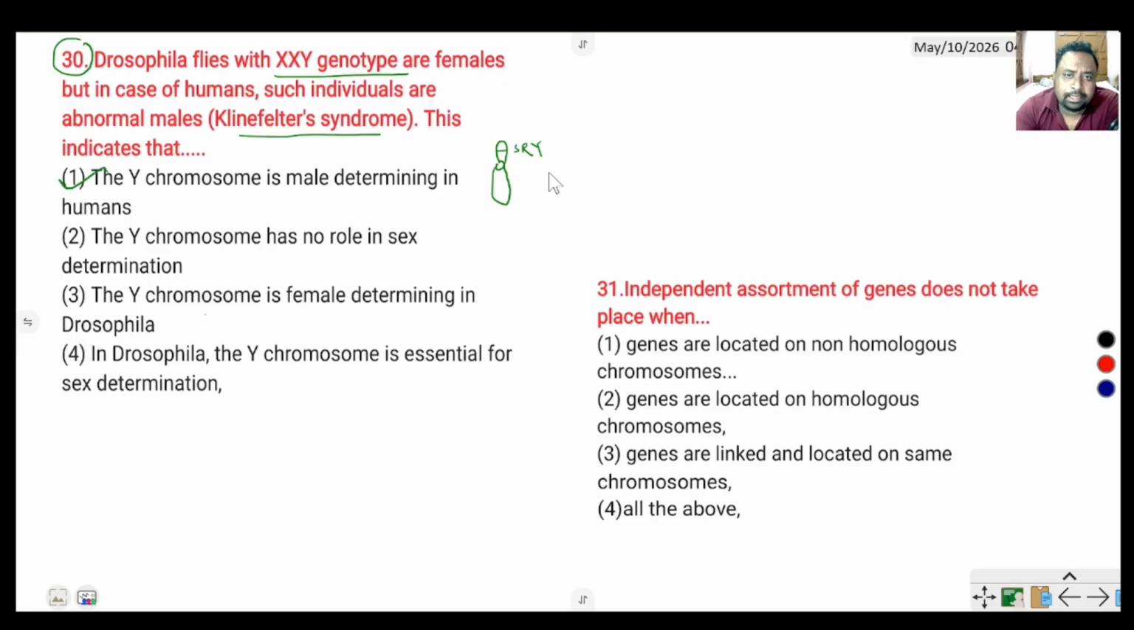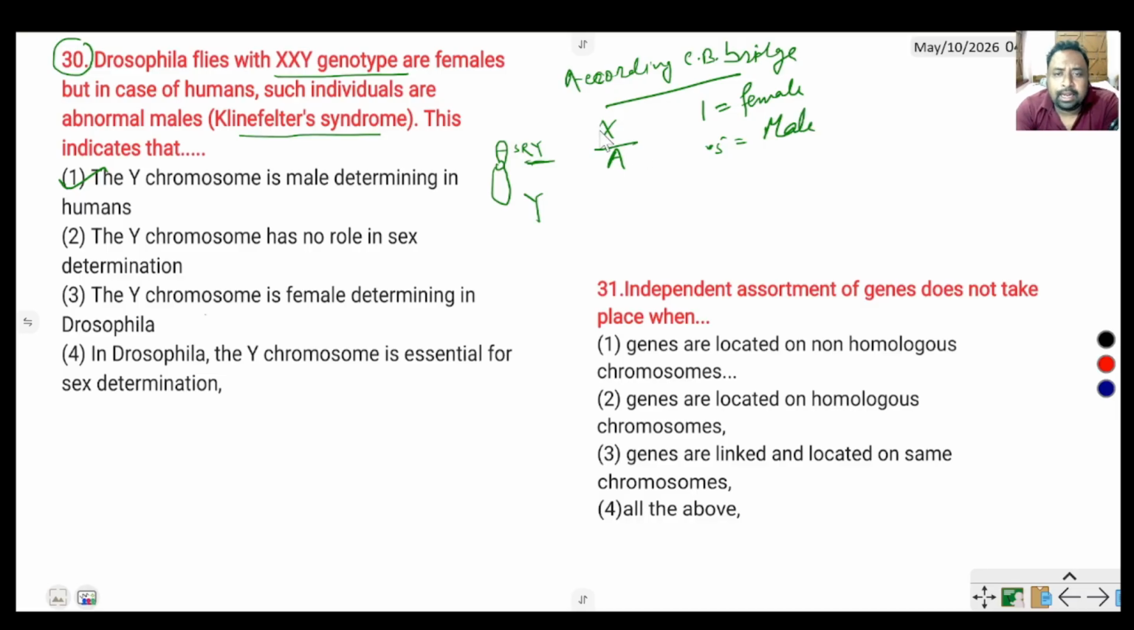In humans, the SRY gene on the Y chromosome determines the sex. But in Drosophila, according to C.B. Bridges, the sex is determined by the X to A ratio, that is, the number of X chromosomes to the number of autosome sets. If the ratio is 1, then it is female. If the ratio is 0.5, that is called male. If the ratio is less than 0.5, that is called metamale.